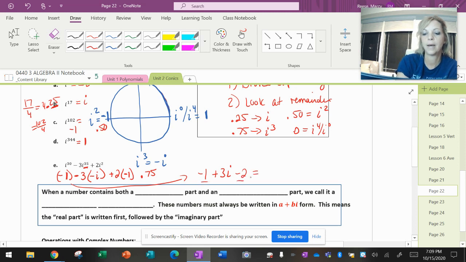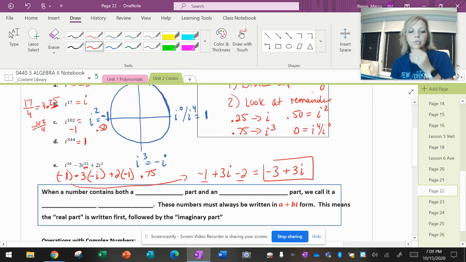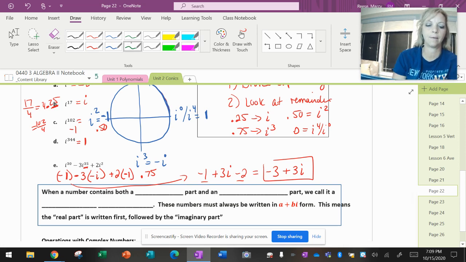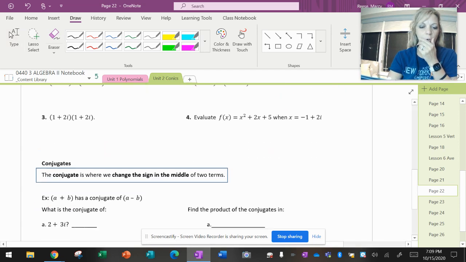So I'm going to combine the terms that are alike. I got -3 plus 3i. All right, now what you just did, you don't realize is that's a complex number. Okay, so let's talk about that now. Then we got just a couple more things to do.